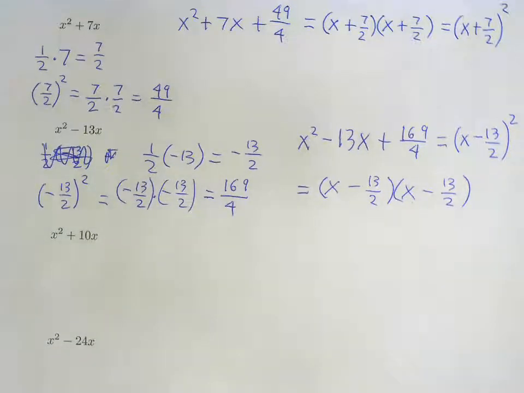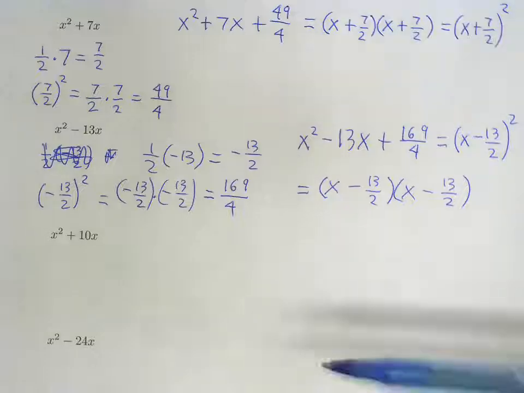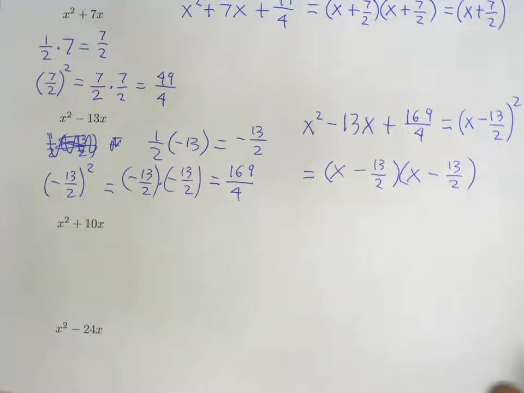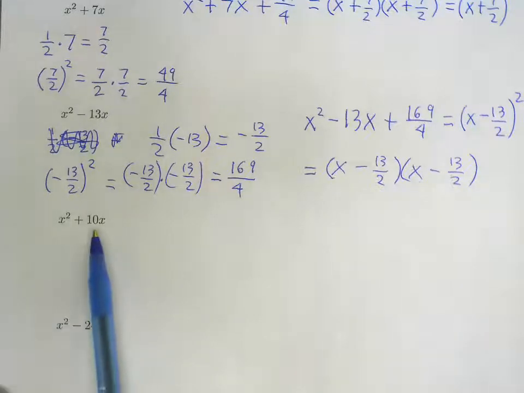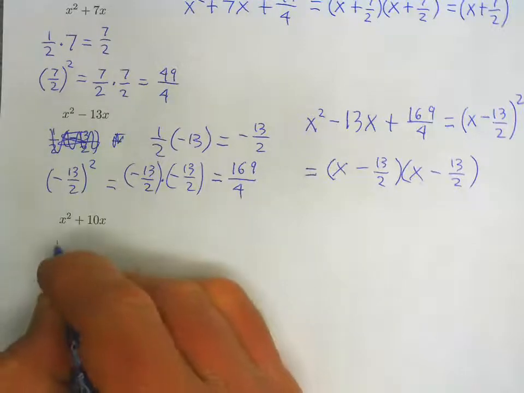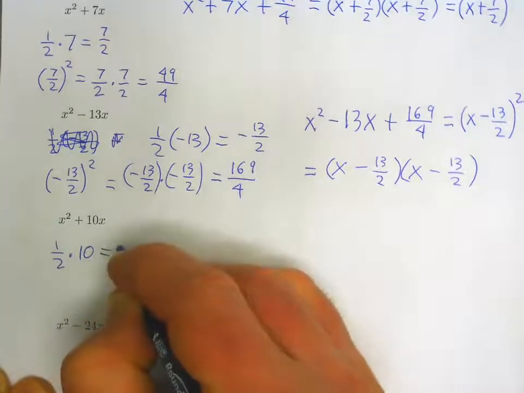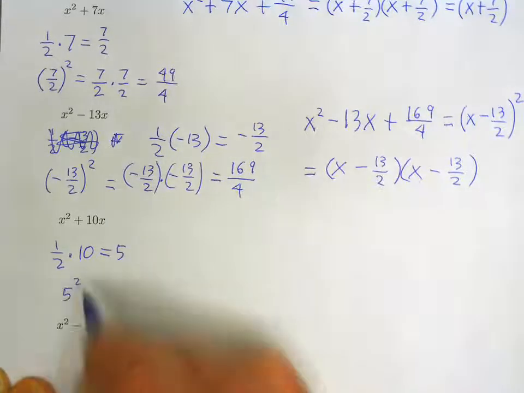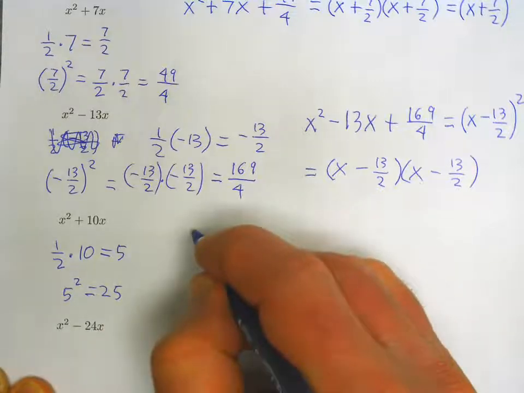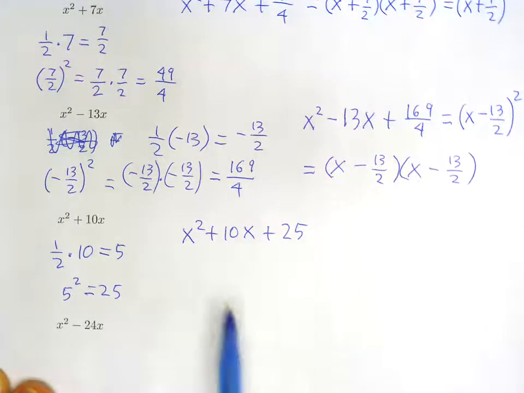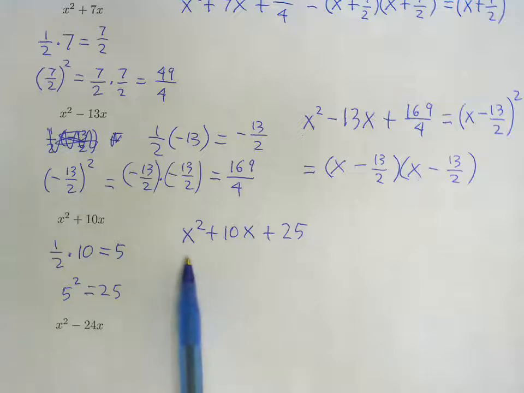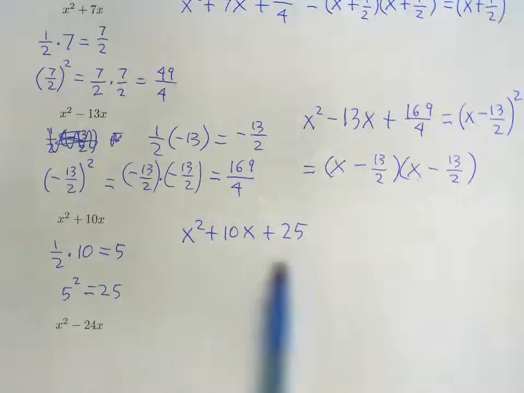Okay, so by now, if you've been following, you know how to create perfect square trinomials, but we'll do a couple more. This one will probably seem easy by comparison. The coefficient of x squared is 1, and we take half of the coefficient of x, so we take 1/2 of 10. 1/2 of 10 is 5. Then we square 5. 5 squared is 25. And then we add 25 to x squared plus 10x. And we have completed the square, or synonymously, we have created a perfect square trinomial.